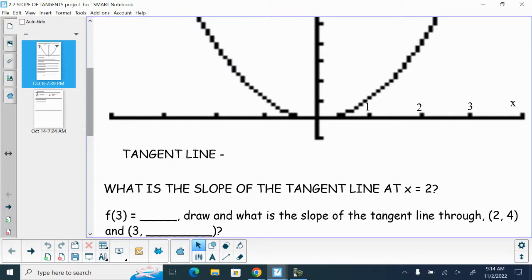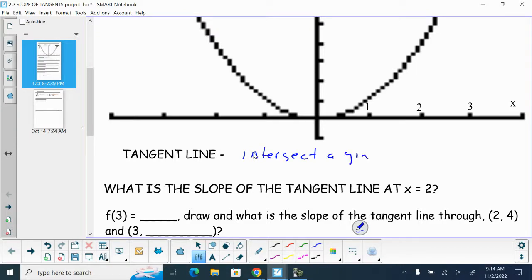Okay, you touch it at one point. That's exactly correct. You draw a line that touches at one point. So we are going to intersect the graph at exactly one point. But we're going to call this a local tangent line because if we extend our tangent line, we may intersect the graph at more than one point.